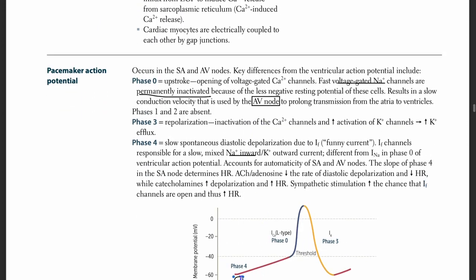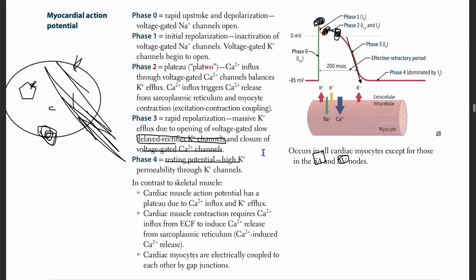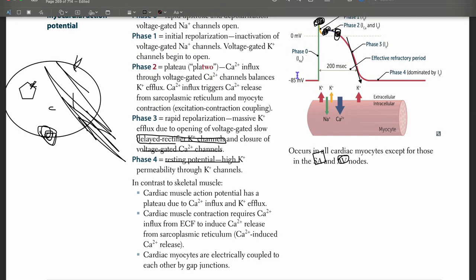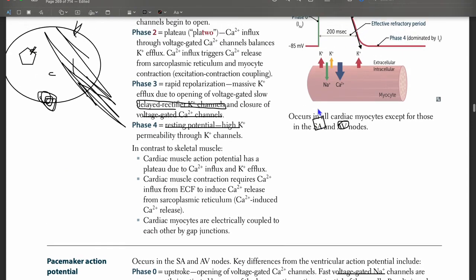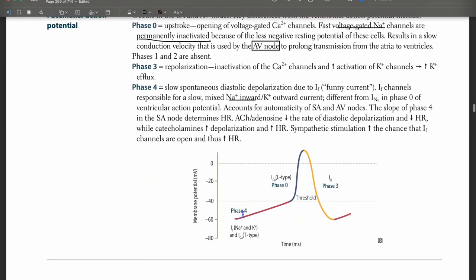We'll learn about the funny channels more when we do the drugs, but just remember the difference between the two. In the ventricular action potential, phase 0 is about sodium. In the pacemaker action potential, phase 0 is about calcium. That's the majority of what they're going to test you on. Also know that phase 4 has a funny current channel, with sodium inward and potassium outward, not just sodium. And this is the phase that determines the heart rate.